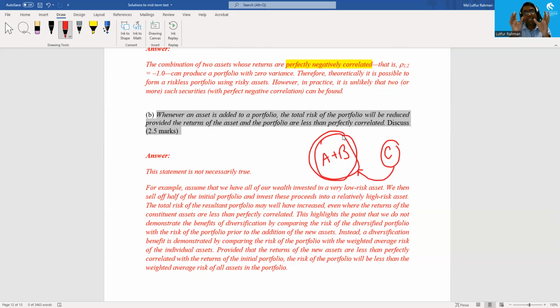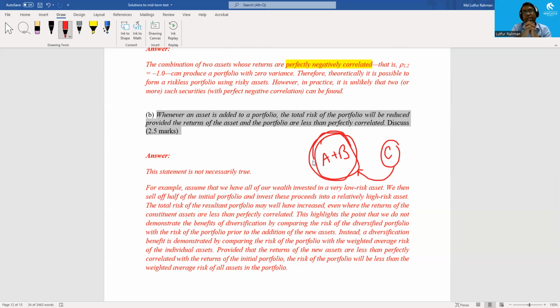But this is not how we explain the diversification benefit, because in this current portfolio where you have A and B, these two stocks may be very low risk and stock C may be very high risk. And as you put that in the portfolio, the overall riskiness of the portfolio may increase rather than decrease. So this is not how we explain diversification benefit, that we add more stocks to the portfolio so the portfolio risk will decline.